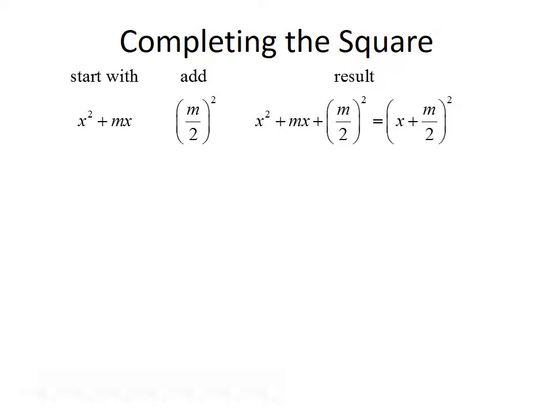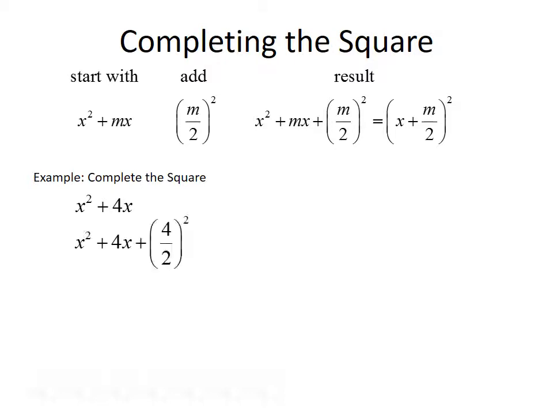And by definition, that entire expression can be factored to be x plus m over 2 quantity squared. Let's do an example where we complete the square. We start with x squared plus 4x. The coefficient of our middle term is 4, so that would be the m value. We'll divide 4 by 2 and square it, and add that to our previous expression.